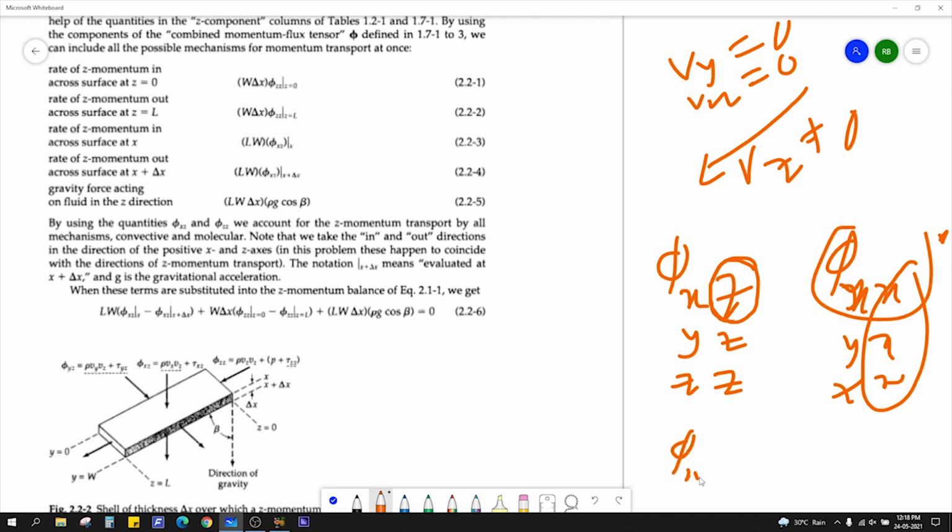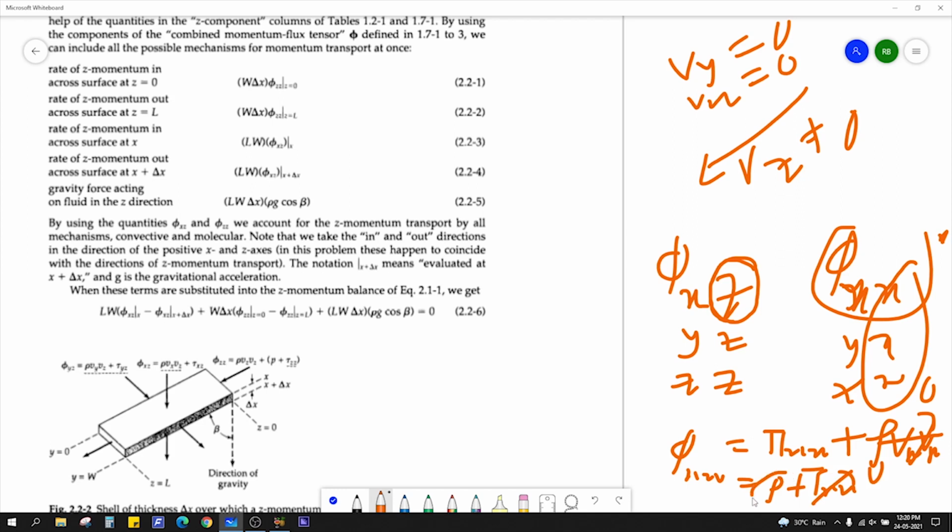So phi xx means you have to take the molecular stress, that is pi xx, plus the convective transfer, that is rho Vx Bx. This Bx is 0, I already told you, so this is gone. What about this? Since it is a normal direction, you will have pressure plus tau xx. Again, tau xx is nothing but minus mu dvx by dx. Again, vx is 0, so this becomes 0.